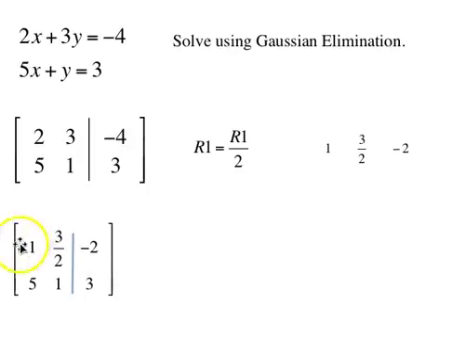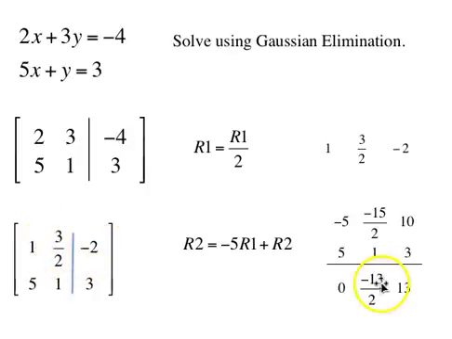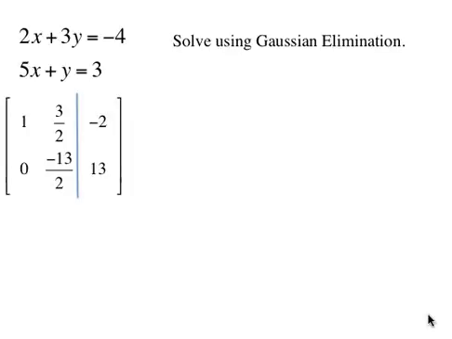But I want to use this 1 to turn that 5 into a 0. So I'm going to say row 2 is -5 row 1 plus row 2. -5 row 1: -5, -15/2, 10. Add that to row 2: 5, 1, 3. So -5 and 5 is 0. -15/2 and 1 is -15/2 and 2/2, -13/2. 10 and 3 is 13. This is now my new row 2 for my Gaussian elimination strategy.